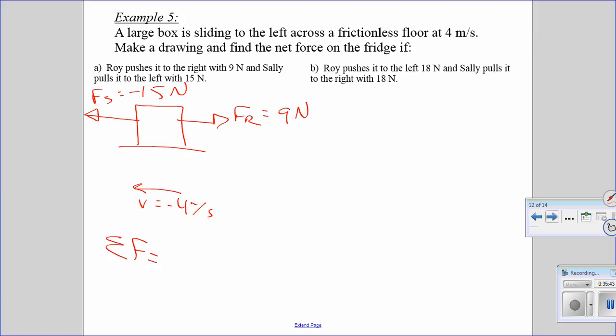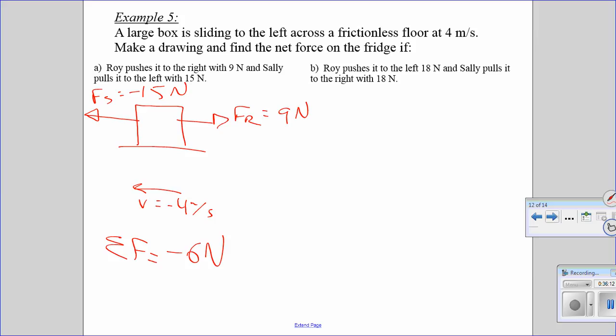9 plus 15 is 24, right? Well, more to the point, the 9 newtons is working against the -15, right? So 9 of these cancel 9 of these. It leaves us with -6 newtons. That's why it's called net force, like net pay, right? It's like what you gain minus the taxes. Same idea here. Cool?